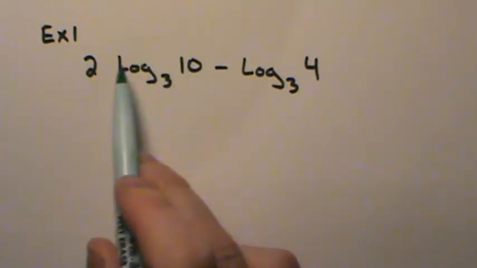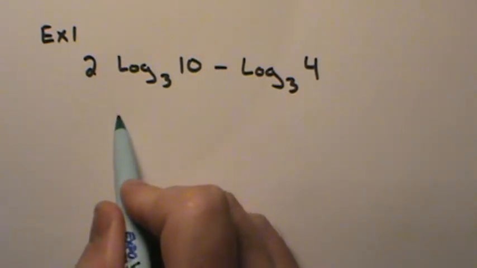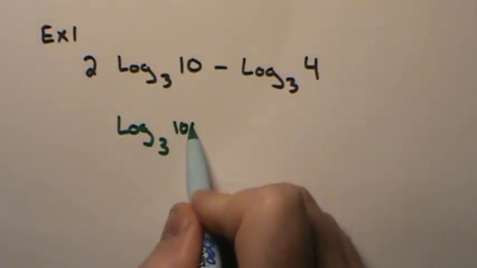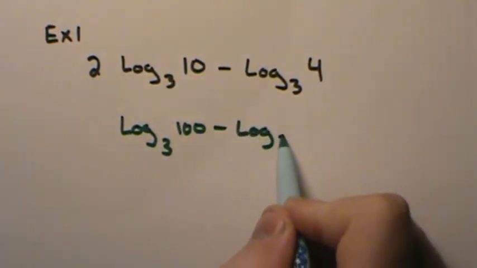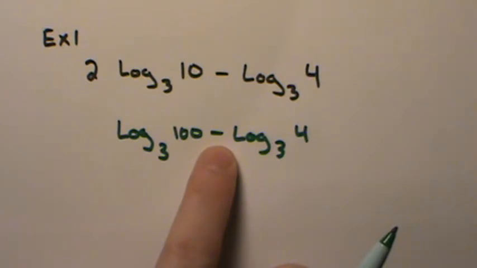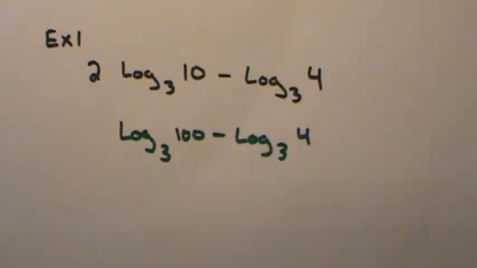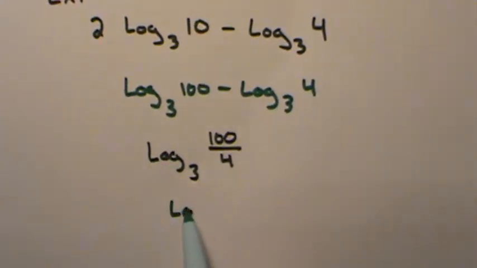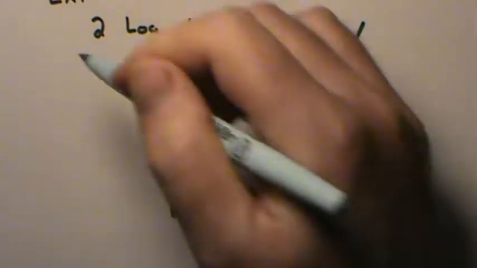We can say, well, wait a second, that can become a 10 squared. So I could write this as log base 3 of 100, because 10 squared would be 100, minus log base 3 of 4. Because the bases are the same, a subtraction would imply that I could actually divide. So that means that I could write this as log base 3 of 100 divided by 4. But 100 divided by 4, that could be simplified, and I could just call this log base 3 of 25. That's me simplifying that expression.